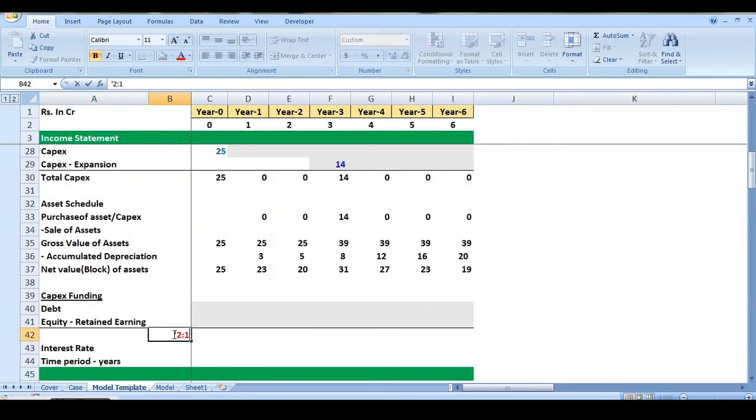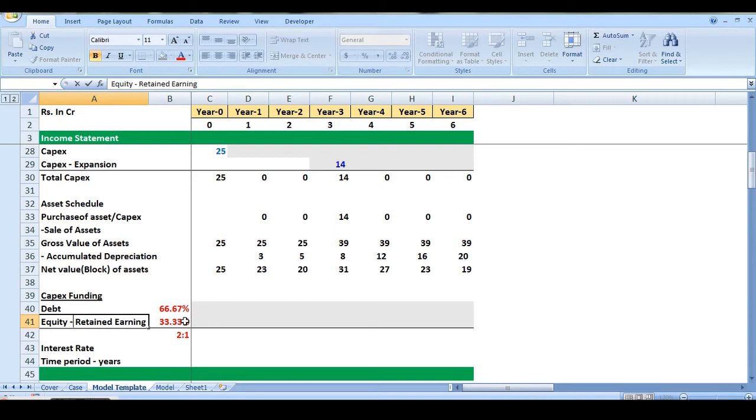2:1 and my debt percentage, that's why becomes equal to 2 divided by 3, and I convert it into percentage. It gives me 66% of my capex comes from debt and remaining one part, that is 33%, comes from retained earnings. In this case, we are not talking about new funding of equity, but whatever funding of capex is done, 33% of it is done from equity.